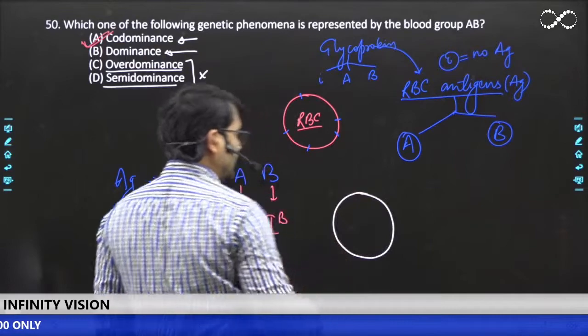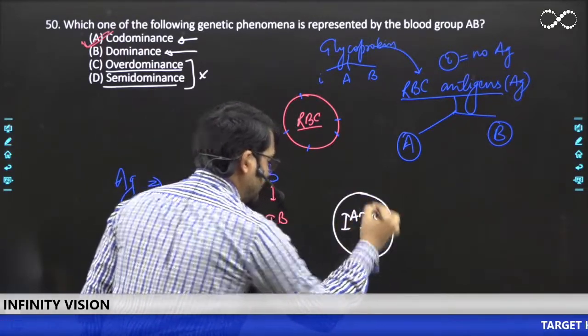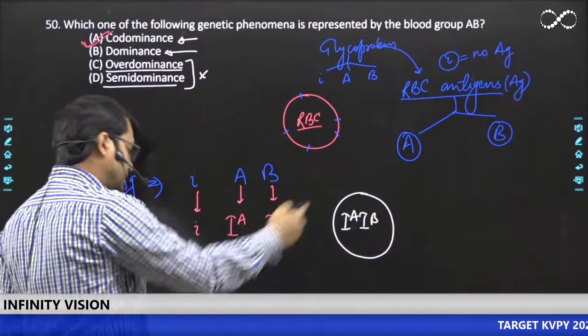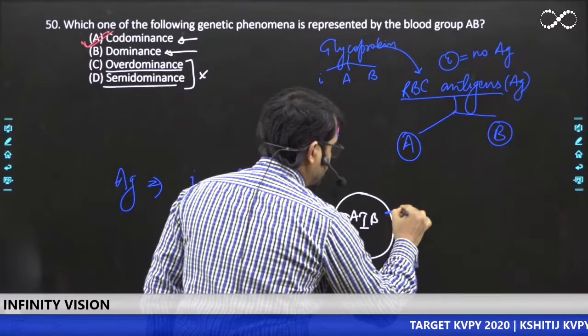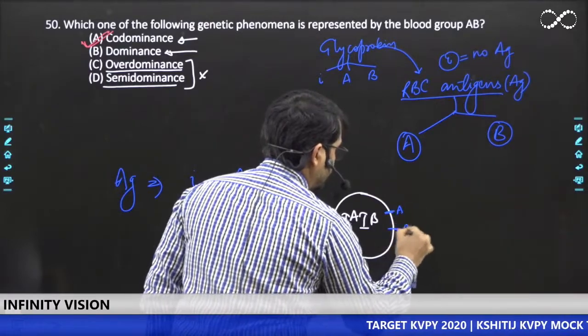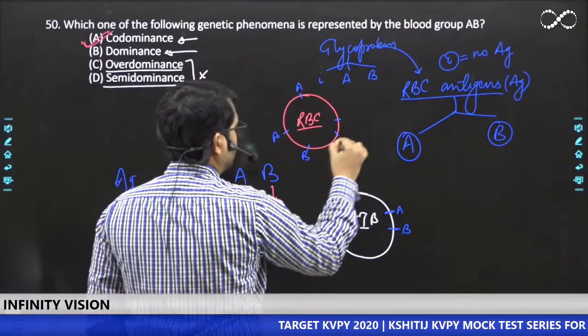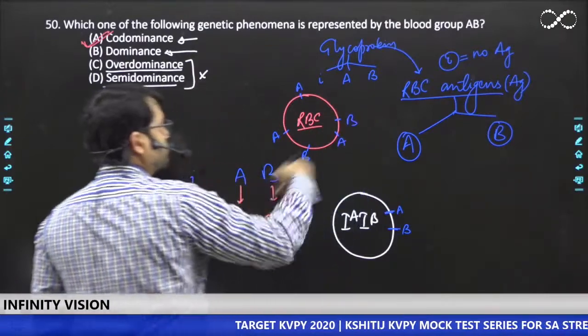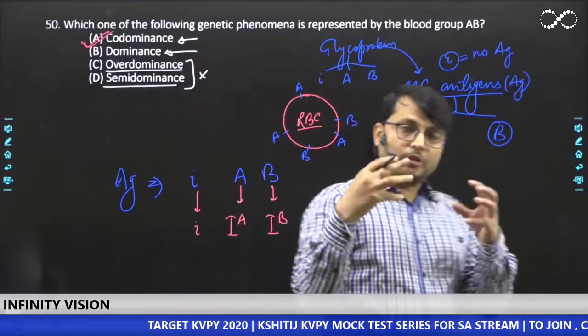Okay, so if a cell has both IA and IB, in that case, both these alleles are expressed. Both these alleles are expressed, so there will be A and there will be B too. So in this case it could be A, B. So both the alleles are expressed. Meaning, look, what happens in dominance?